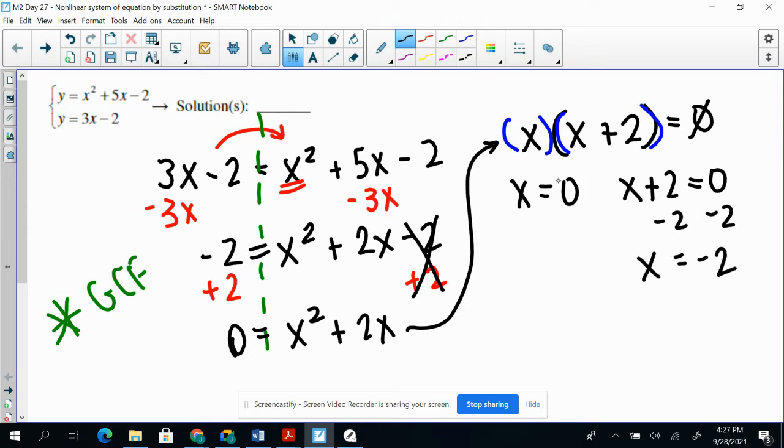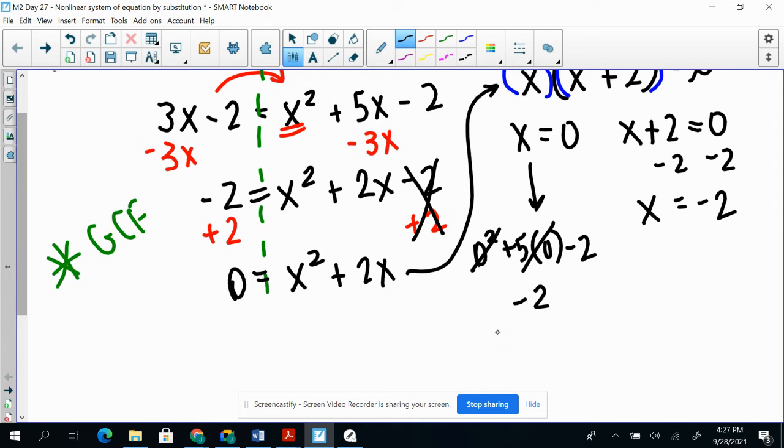So when x is 0, it should work for both of them. And when x is negative 2, it should work for both of them. So if I plug that in, they should be equal to each other at that point. So 0 squared plus 5 times 0 minus 2. This basically cancels each other out. So your first equation, when I plug in 0, is going to give me a negative 2. When I plug in 0 in the second equation, so 3 times 0 minus 2 goes away, and I get a negative 2 again. So this indeed does work for both equations to make it true.